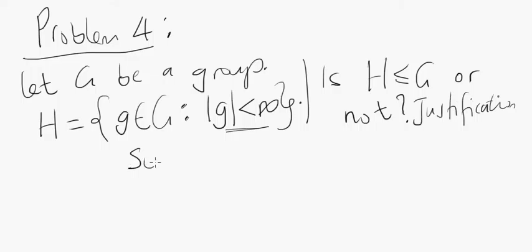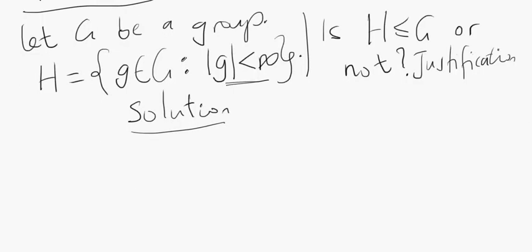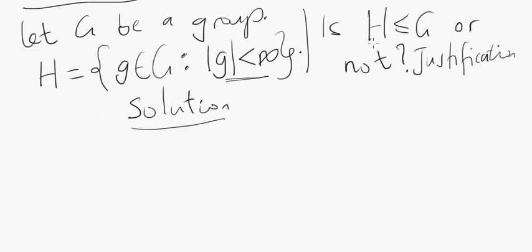Solution. Let's dig in. Firstly, we do not know whether H is a subgroup of G or not. We are not sure. So the natural thing to do is to play around a bit. Suppose g and h are elements of H. If they're elements of H, then it means they have finite order. That's what it means to be an element of H.